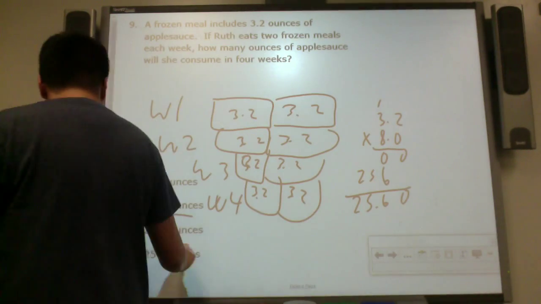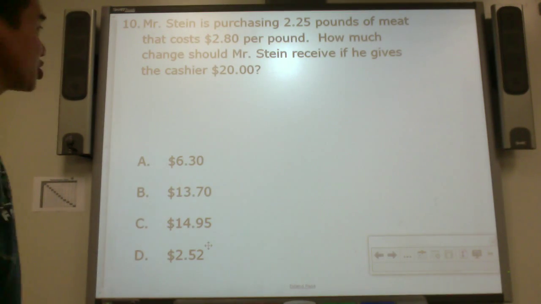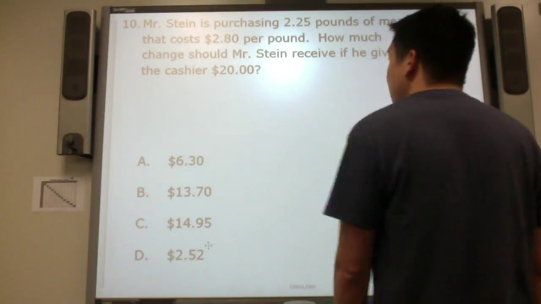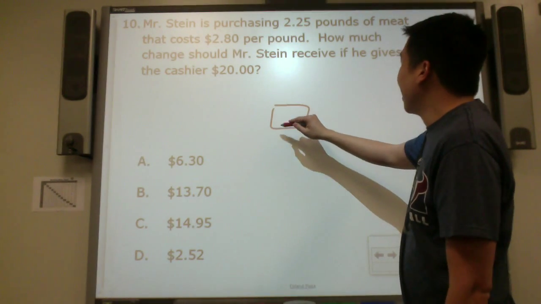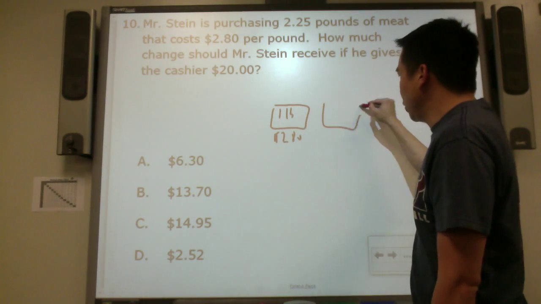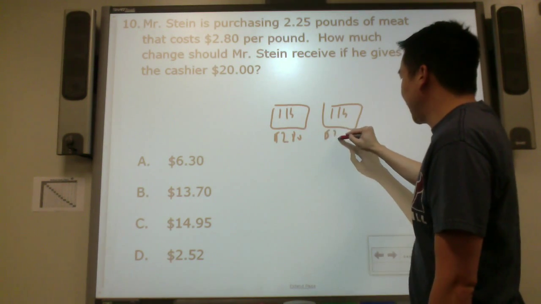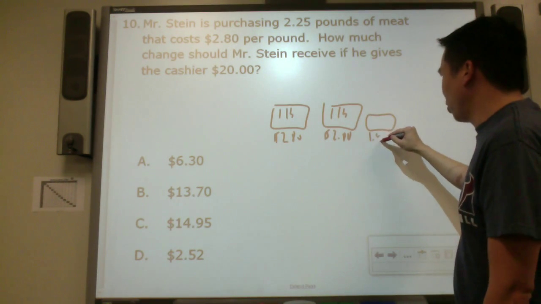25.60. C is the answer. Number 10. Mr. Stein is purchasing 2.25 pounds of meat that costs $2.80 per pound. So let's see. Here's the meat. 1 pound costs $2.80. 2 pounds costs $2.80. Half of a pound would be $1.40, I believe.